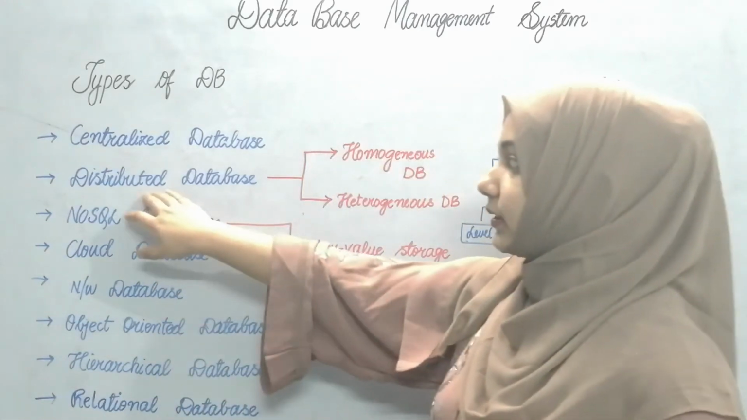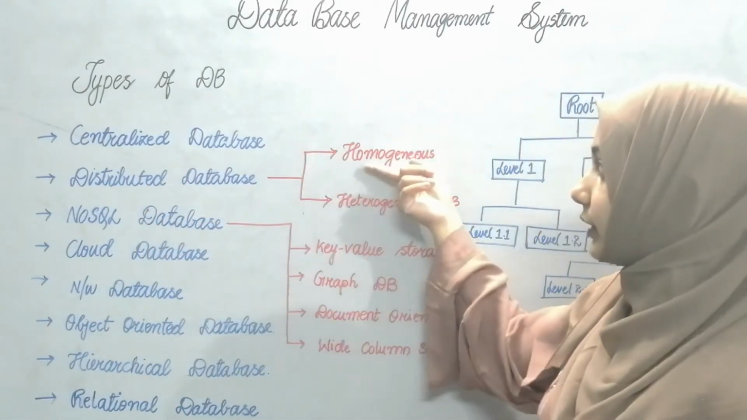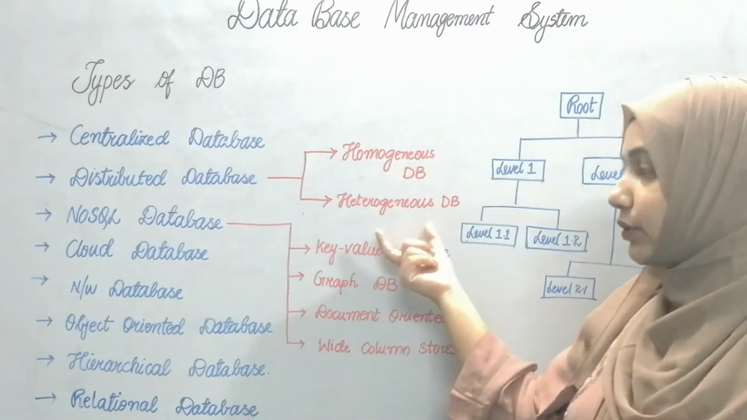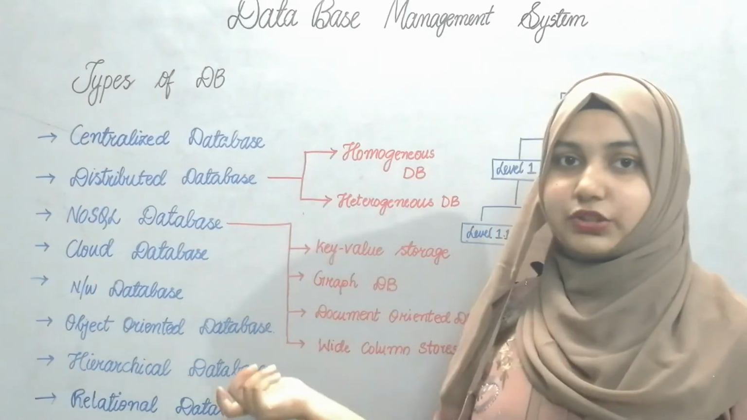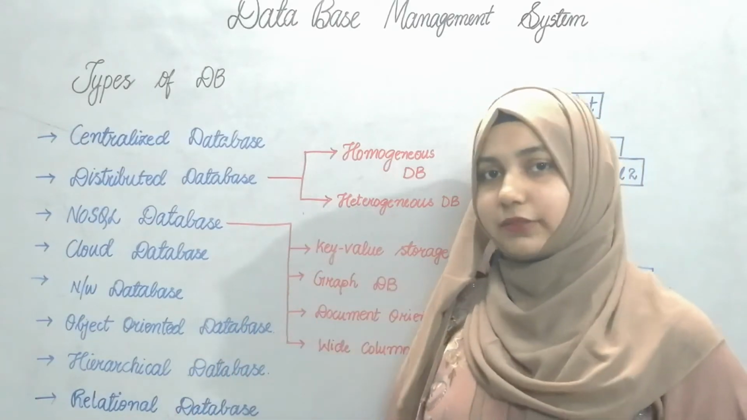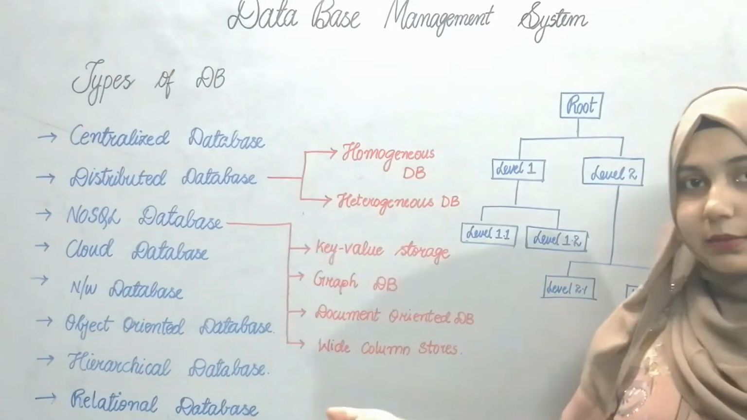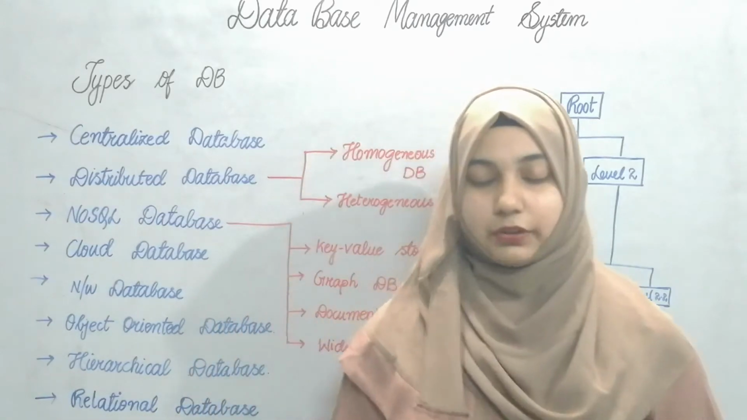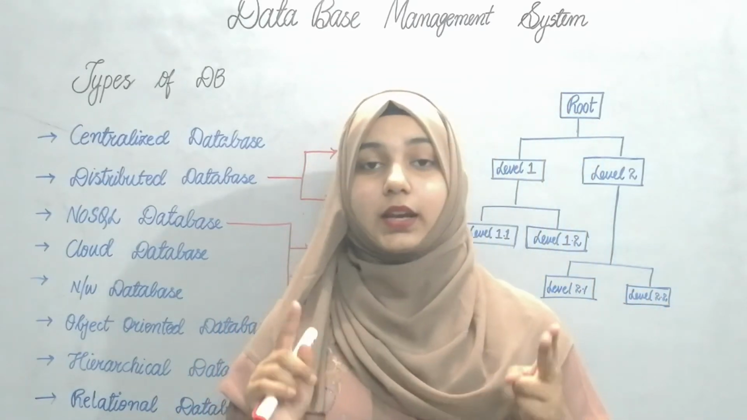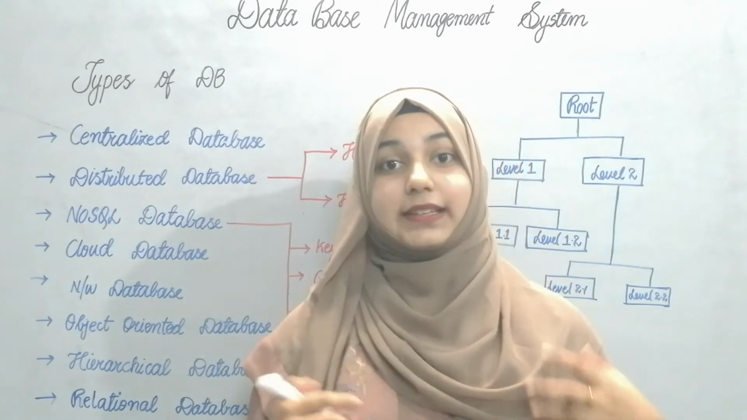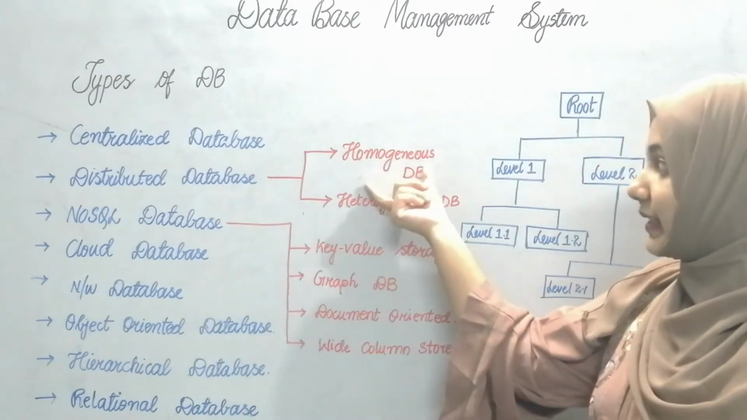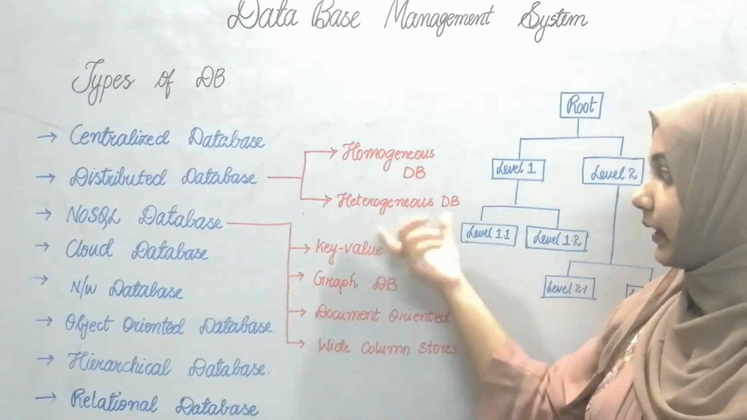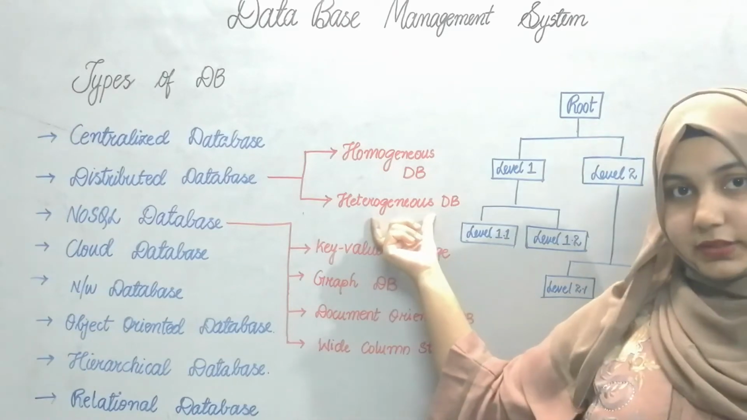Now, this distributed database is further categorized into homogeneous database and heterogeneous database. We know the words: homogeneous means same and heterogeneous means different. So what is the same and what is different? The operating system that we are using, the hardware devices that we are using, and the applications that we are using will be the same under a homogeneous database. In a heterogeneous database, all these three will be different.